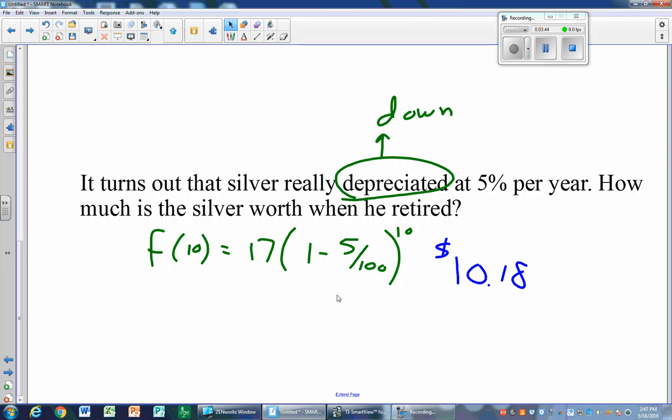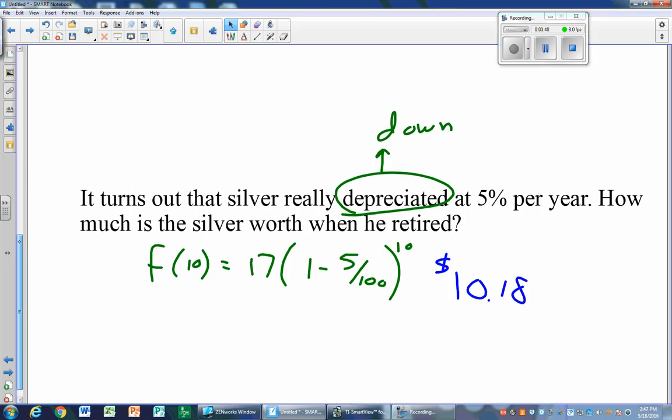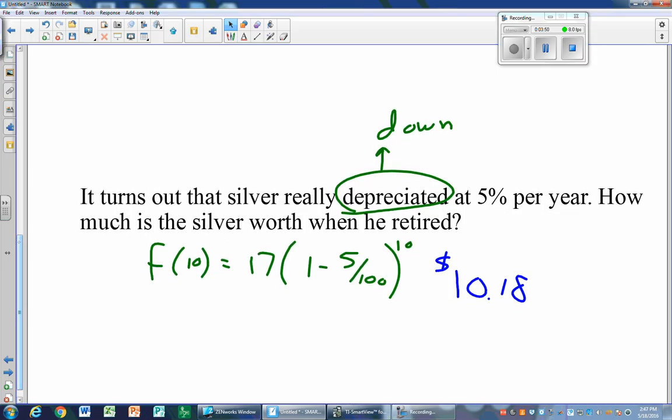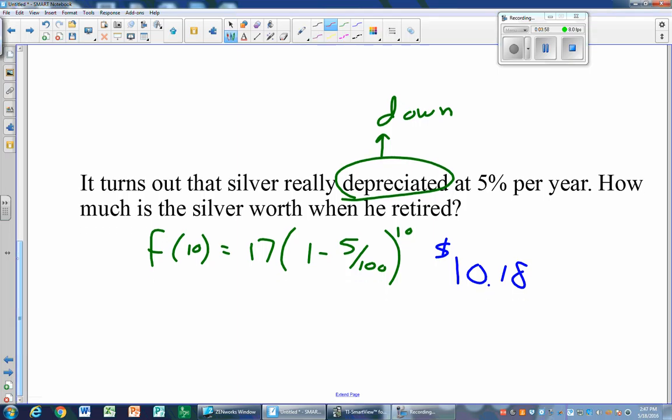So I'd like you to notice that even though it's depreciating by a smaller amount, it really doesn't go down by half. Wait, 10 years, 5% per year, that's 50%. Looks like it would go down by half. No, because an exponential curve depreciating goes like that. It will never, ever reach 0, because it keeps on getting cut in half, cut in half, cut in half.